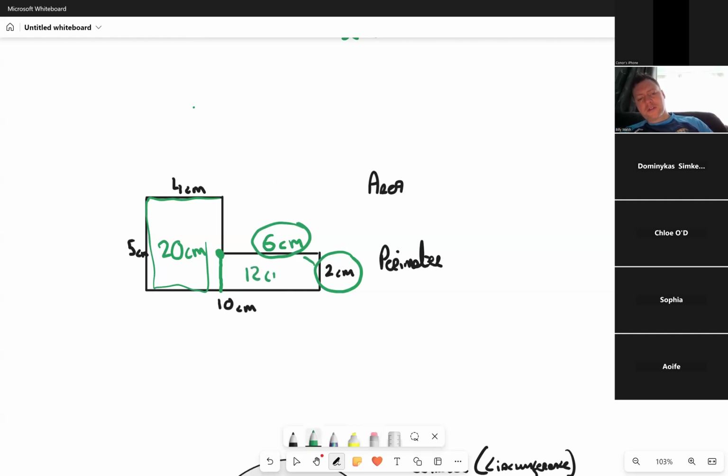12 centimeters squared. Are we done or do we have to do something with our two answers? We have to add them. Good. And 20 and 12 is 32 centimeters squared, correct? Yeah. Okay.